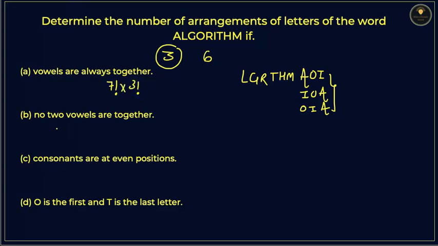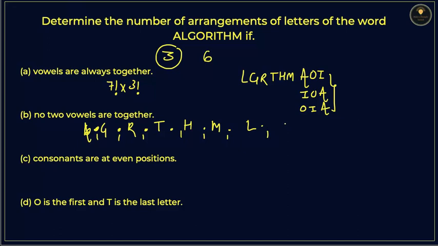Let's move on to the second question, which is: no 2 vowels are together, which means we have to place all the consonants first. So we are placing G, then R, then T, H, M, and at last we are placing L. I want all the vowels to be not together, which means we have to place them in these gaps. So there are a total of 1, 2, 3, 4, 5, 6, and 7 options. In those 7 options, we have to place these vowels.